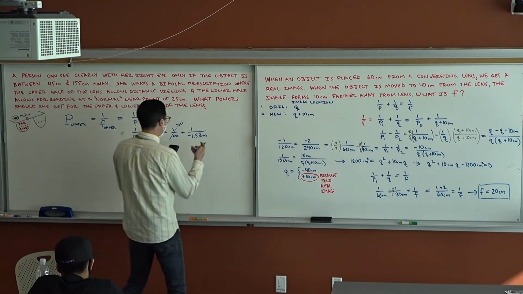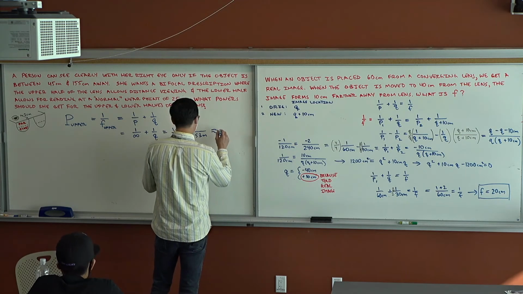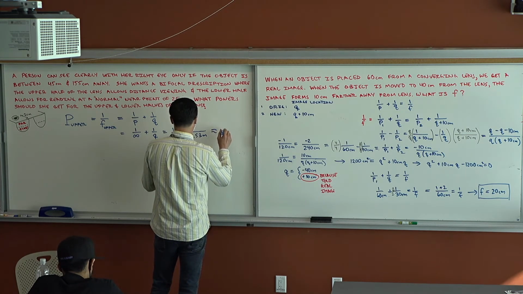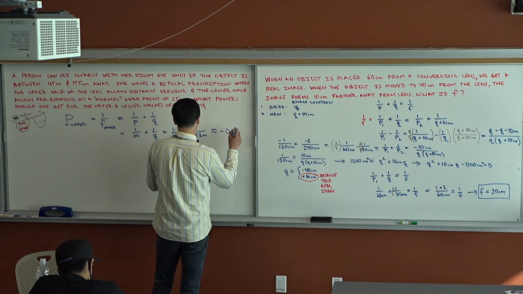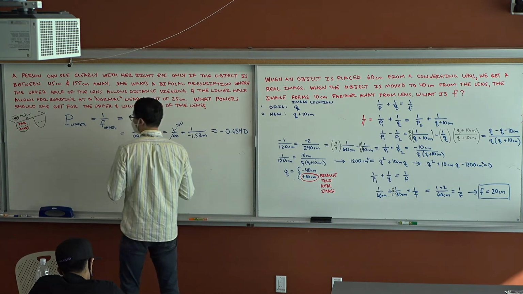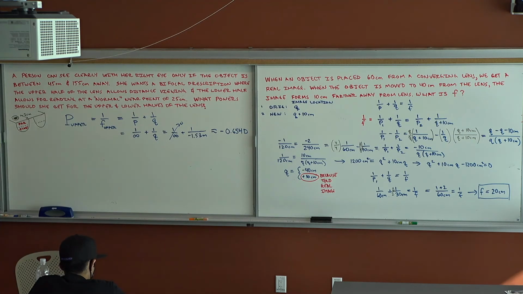This is about a power of minus 0.654 diopters. I don't know that they actually grind lenses to the 0.004 diopter level, but that's ideally about what you'd want. Okay, so now we gotta worry, does that make sense? Yeah, that's the upper half.